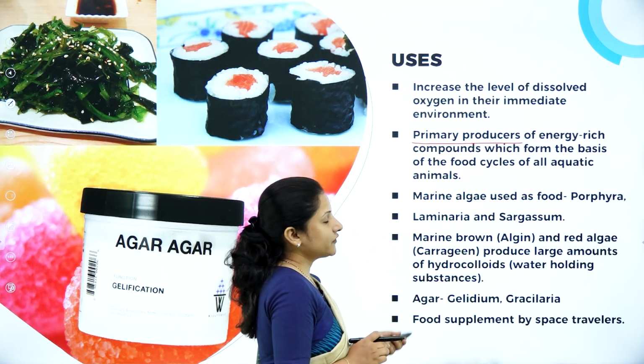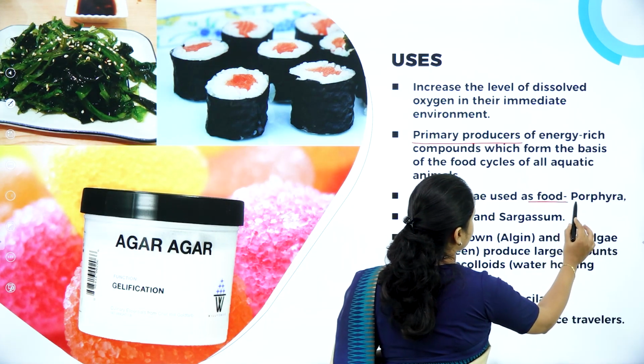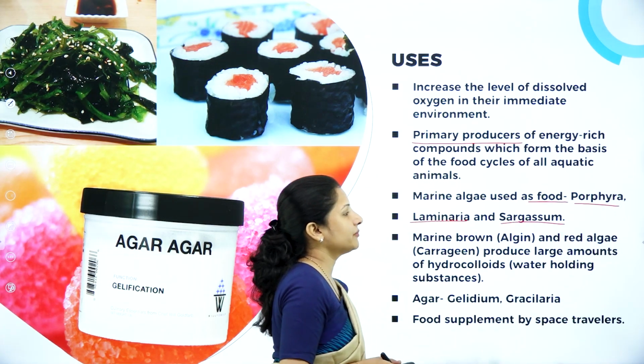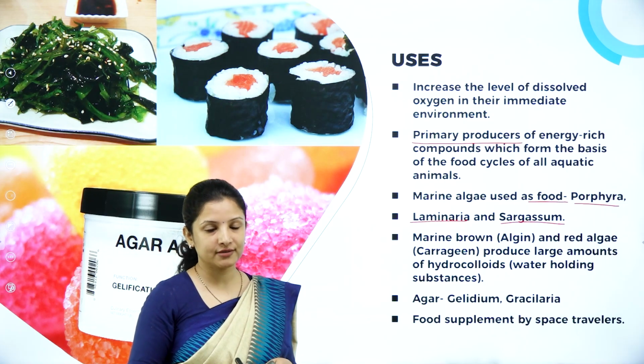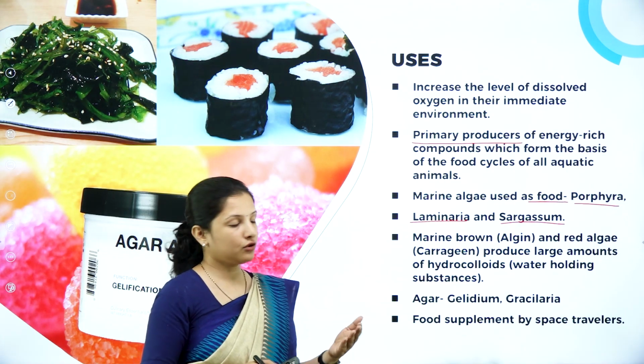And some of the marine algae are used by human beings for food. For example, Porphyra, Laminaria and Sargassum. So these are the marine algae which grow in oceans and seas. They are collected and different cuisines are prepared out of it.